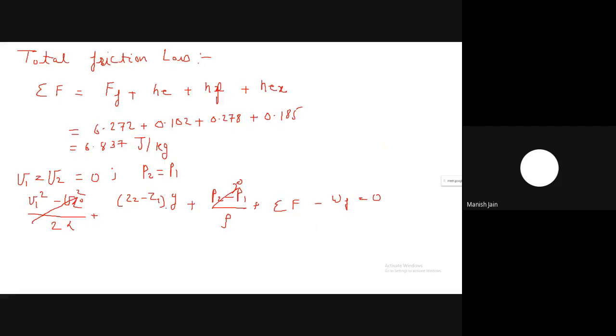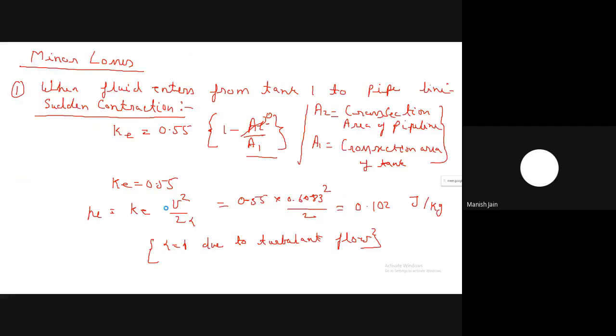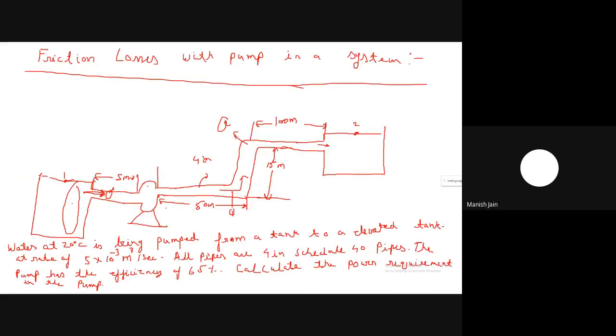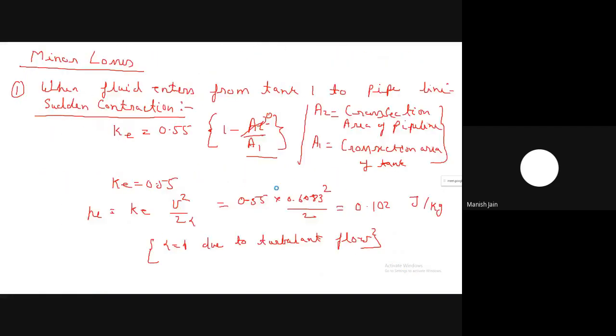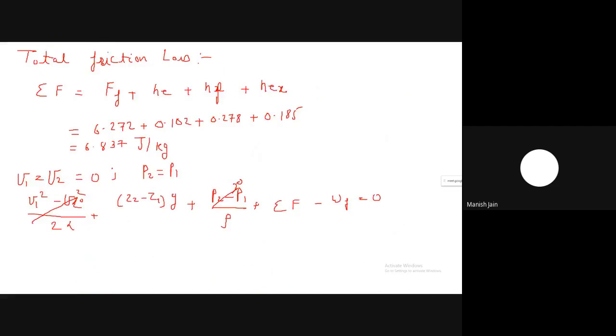Z2 minus Z1 is given in the problem as 15 meter, so you can use 15 meter. So 15 multiplied by 9.8, plus sigma F. This sigma F value is positive, and because the pump will add the energy, W is negative. Sigma F is 6.837 plus WF equal to 0.